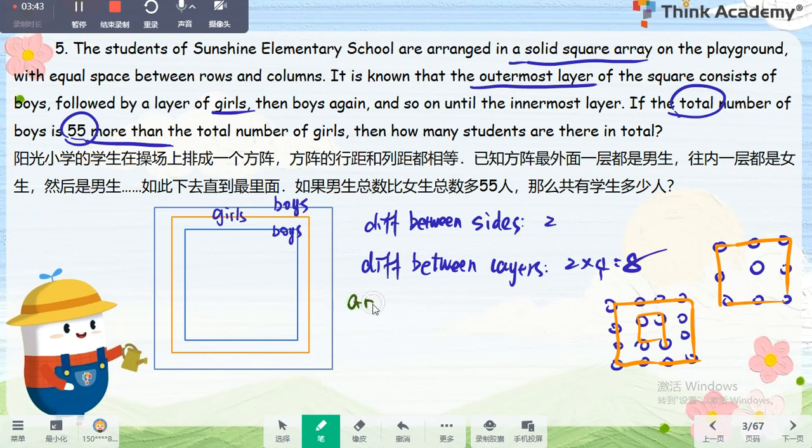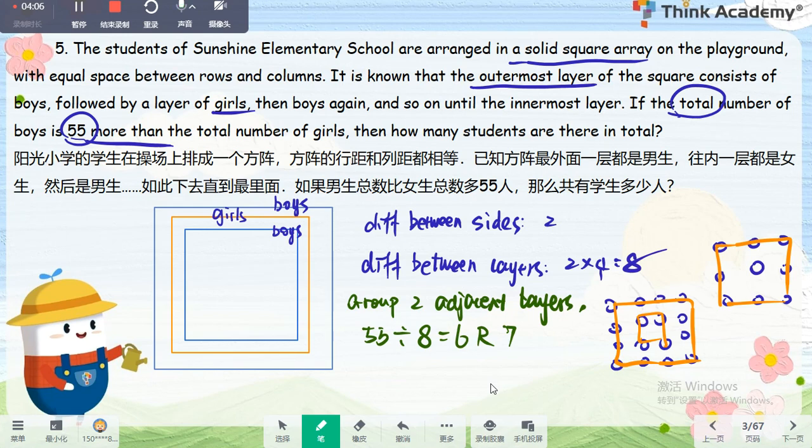If we group two adjacent layers, you can see the difference is always 8. Let's check how many differences there are. By dividing 55 by 8, it is equal to 6, remaining 7. And you can see that when the remainder is 7, that means the difference between the innermost layers is 7. In this case, we know it must be an odd square array.